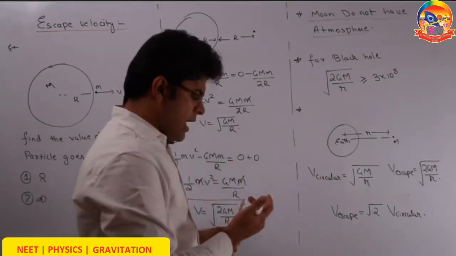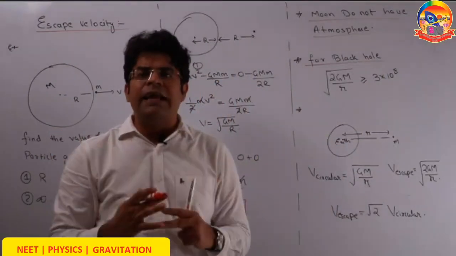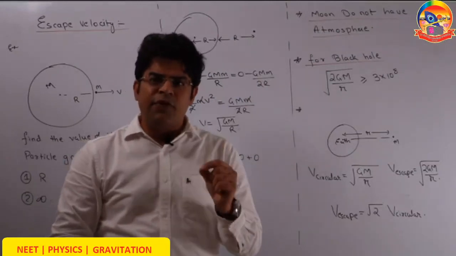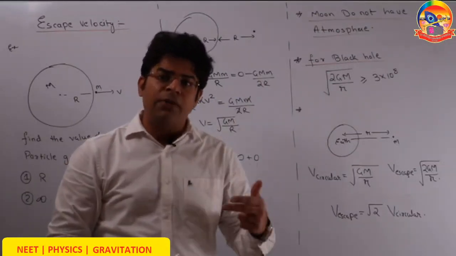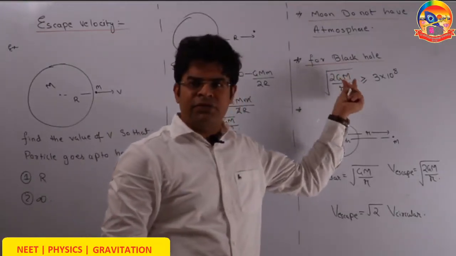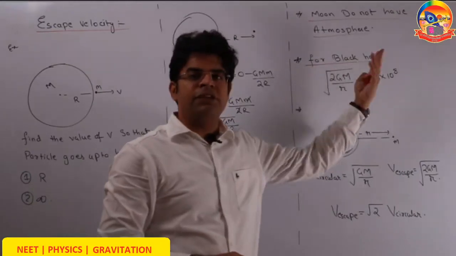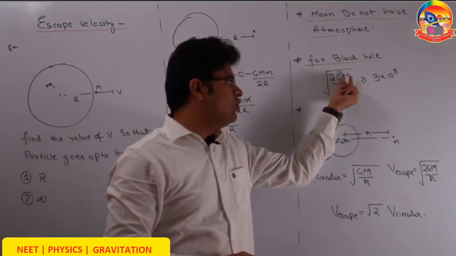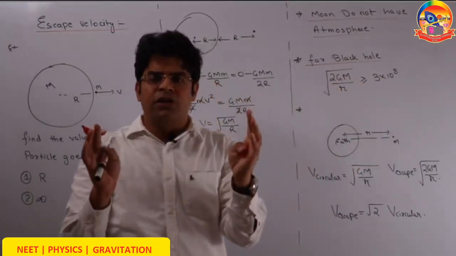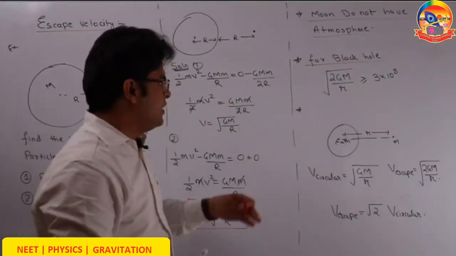Second, a black hole is a place from where nothing comes out. Even light can't escape. So the escape velocity for a black hole is even more than the speed of light. Black holes are so massive. They have so much mass that their escape velocity goes above the speed of light. So under root of 2 times G into mass of black hole upon radius of black hole is greater than 3 into 10 raised to the power of 8. That is the speed of light.